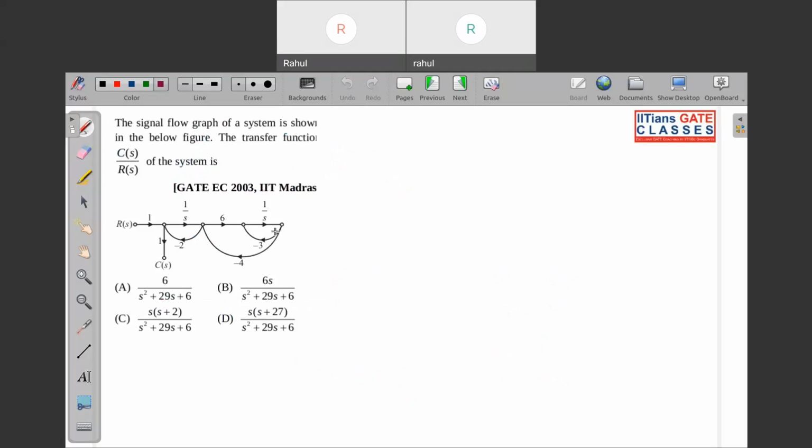So now we have some questions that we have to solve. This question is a GATE EC 2003 question. This is a very good question. Such kind of questions will not be asked in your PSU exam, but I have taken this question specifically to build all the concepts related to SFG. Okay, so let us solve this question. In this question, you can see the signal flow graph of a system is shown in the below figure. The transfer function C(s) by R(s) of the system is. So you need to find what is C(s) by R(s). Okay, so let us redraw this.